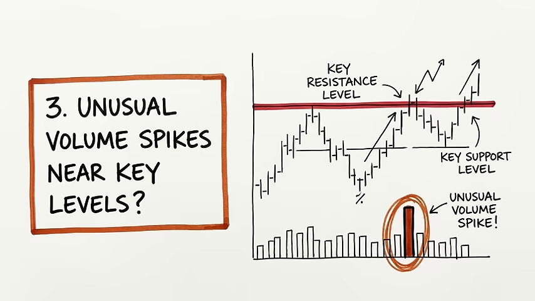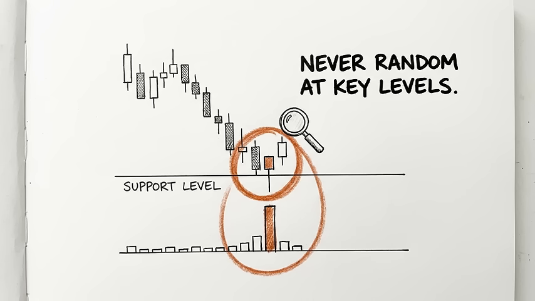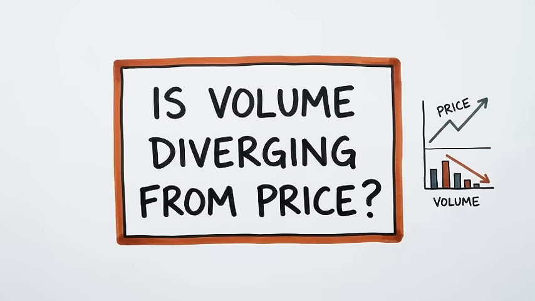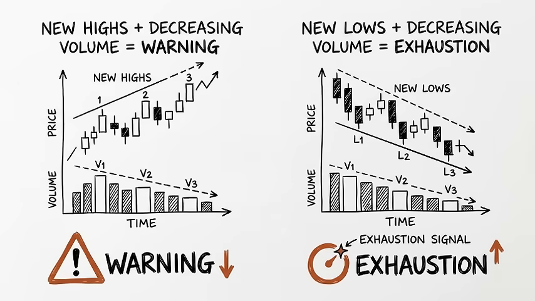Question 3. Are there unusual volume spikes near key levels? This is the most important question. Anomalous volume at support and resistance is almost never random. Find those spikes and ask what the candle did in response. Question 4. Is volume diverging from price? New price highs on decreasing volume is a warning. New price lows on decreasing volume may signal exhaustion of the selling side.